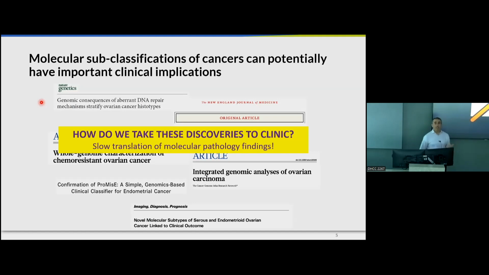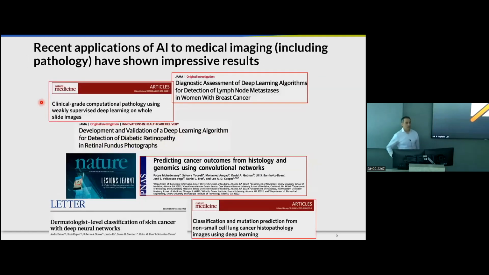In the meantime, there has been, again, lots of hype about using artificial intelligence in medical imaging. An example, from a few years ago, is that people have shown you can use these models to identify lymph node mets in breast cancer.